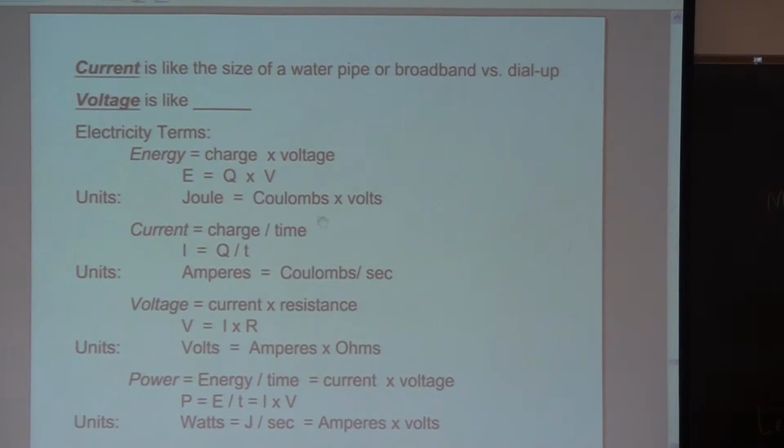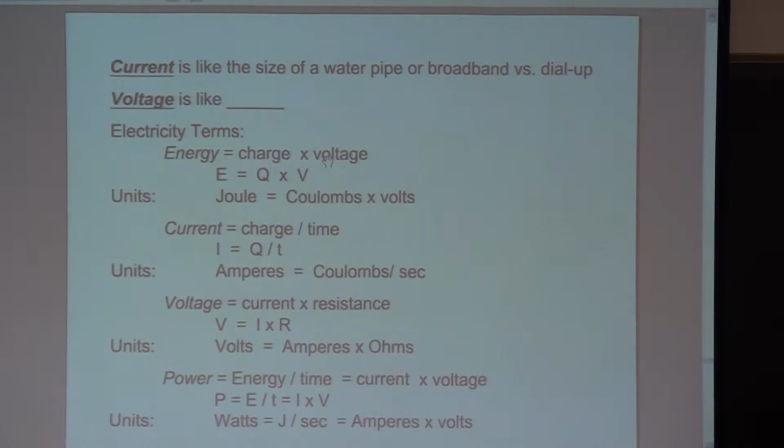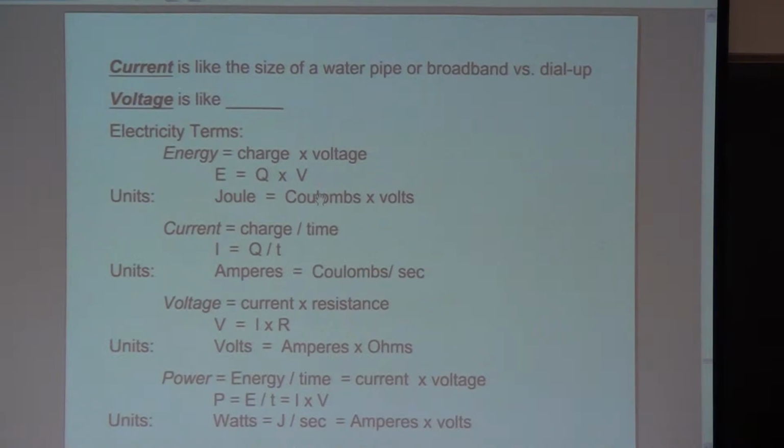Let's review one more slide. So this is from your physics class. So here's some electricity terms. We know that energy is equal to charge times voltage. Energy is in joules, charge is in coulombs. That's the charge of an electron. Voltage is in units of volts.